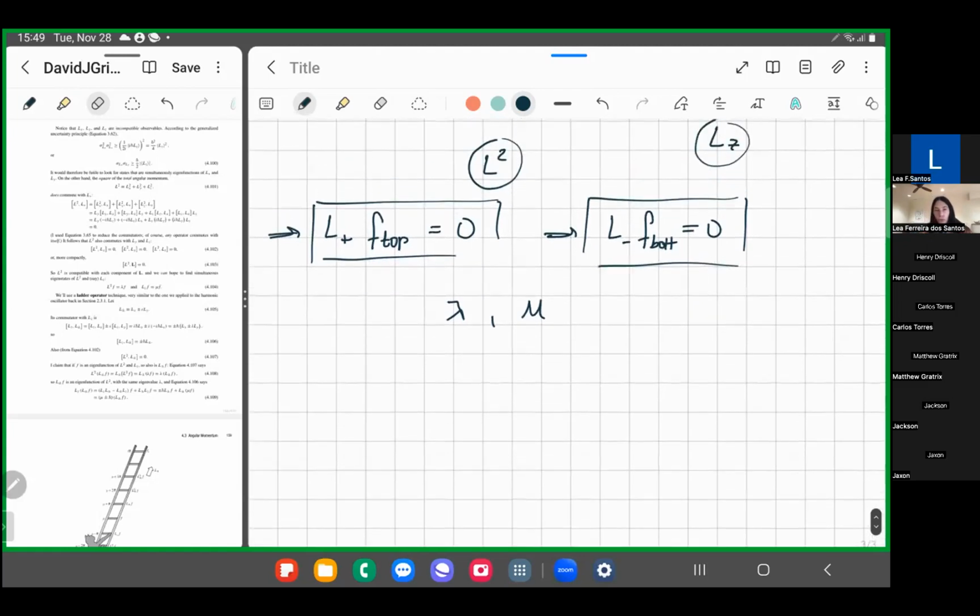So what are we going to do now to find these eigenvalues? Now I'm going to come with a good idea. It's a sort of a trick. What do I mean by that? I know that L plus acting on f top, the top one, should be just a 0. So I'm going to have a look at the product of these two operators, L minus and L plus.